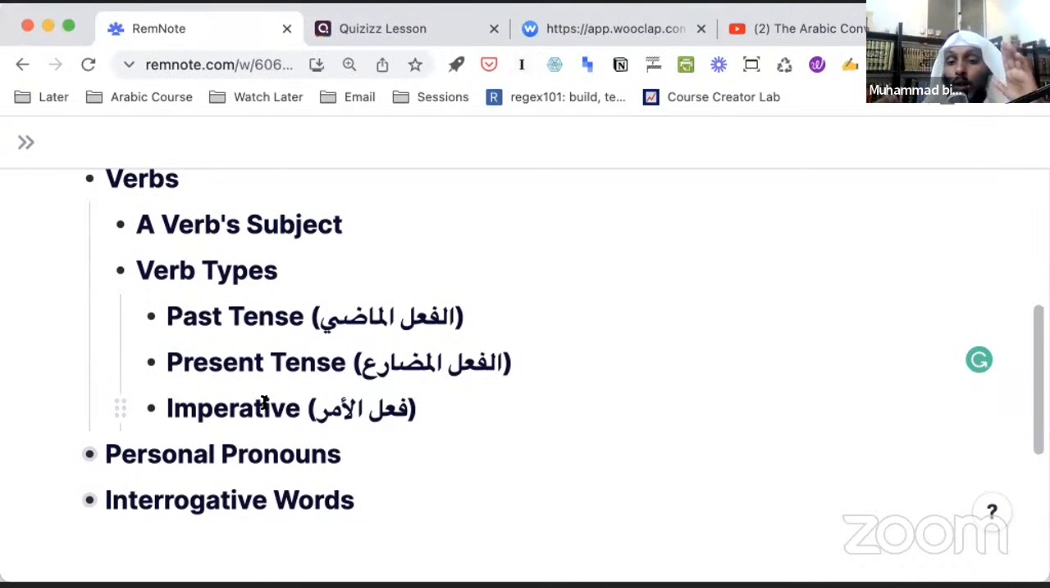So, these types of verbs, memorize them or remember them by way of their Arabic names. Fi'l madi, that's the only one that actually conveys the meaning of a tense, a verb that happened in the past. Fi'l mudari' and fi'l al-amr. Remember these three words, okay?